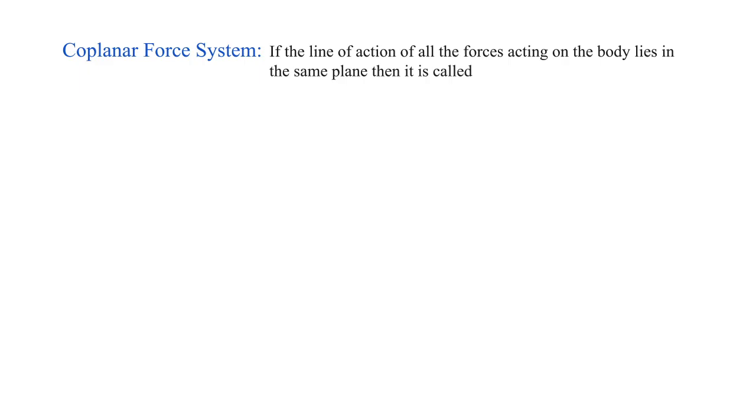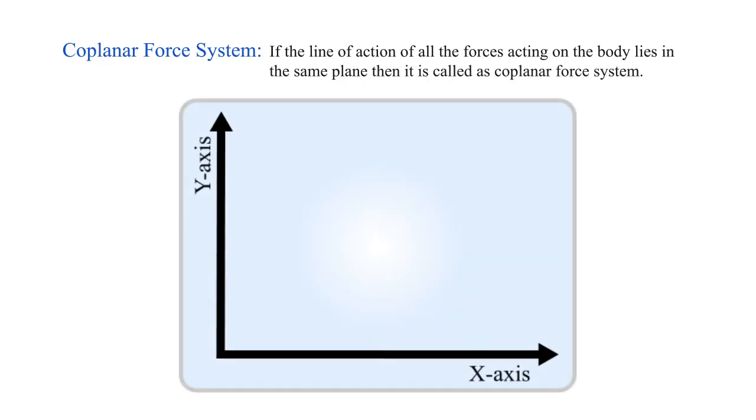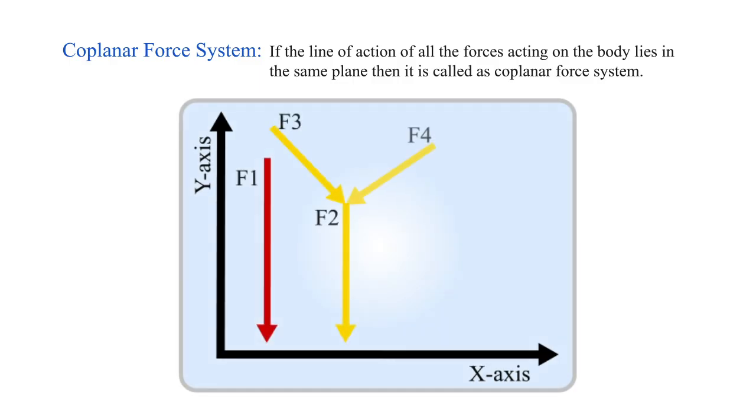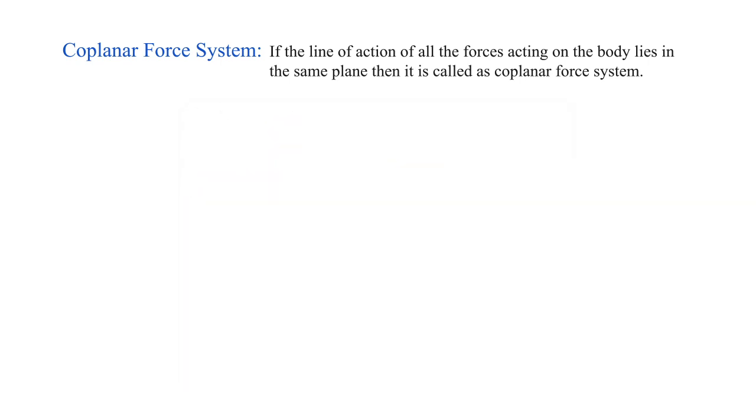Let's see what is coplanar force system. If the line of action of all the forces acting on the body lies in the same plane, then it is called a coplanar force system. Consider an xy plane, consisting of a number of forces like F1, F2, F3, F4, F5. We can see that the line of action of all the forces is in the same plane, though some are parallel to each other, some intersect the line of action of others, while the line of action of a few forces meet at the same point. Let's see the examples.